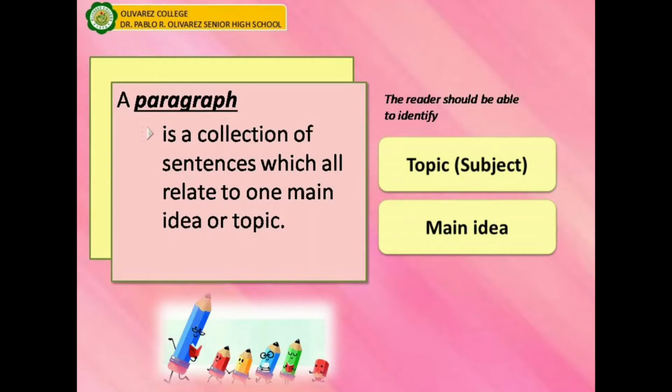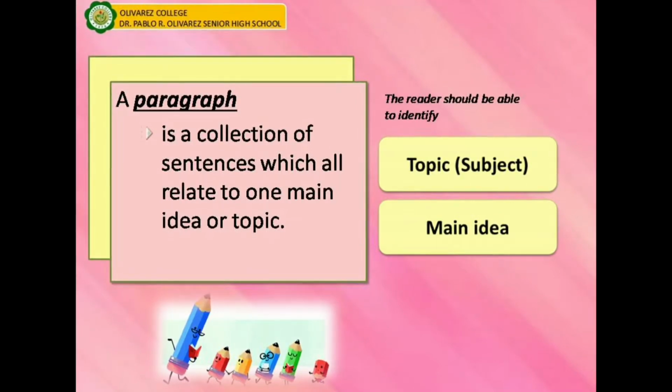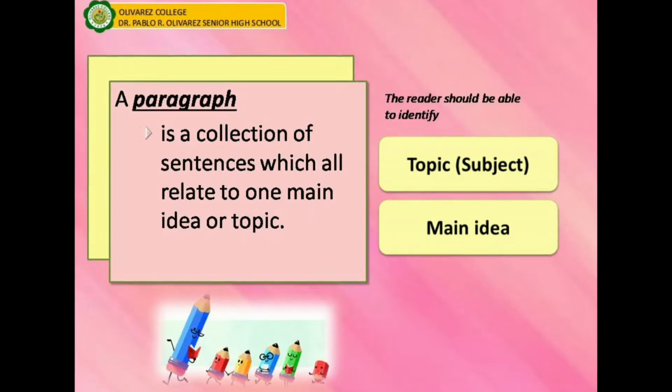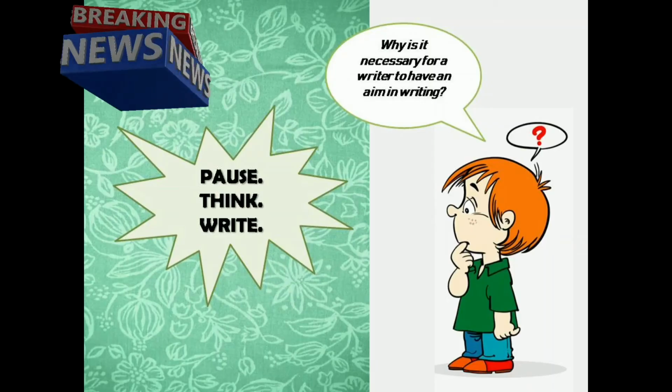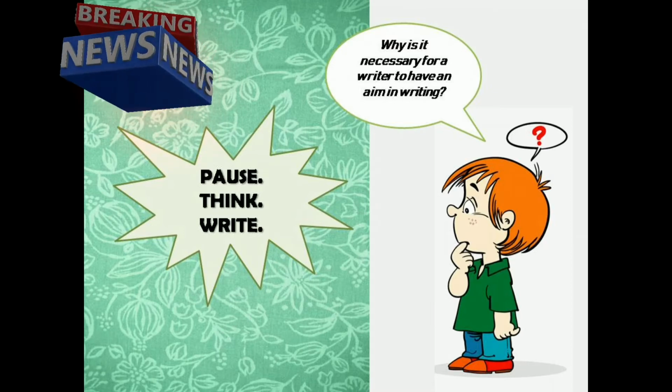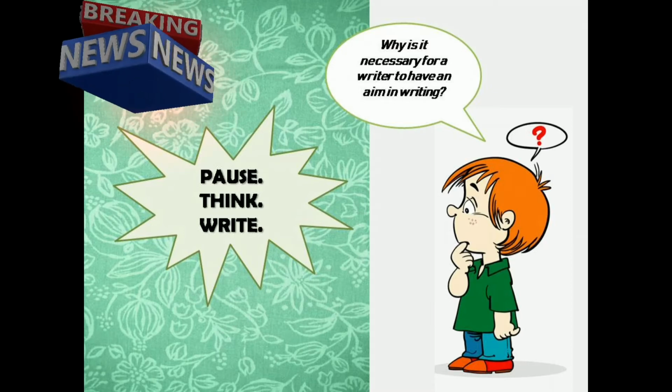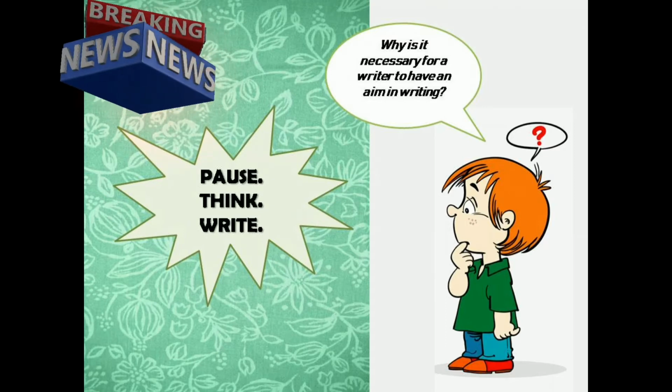And the main idea is a complete sentence which includes the topic and what the author wants to say about it. If the author states the main idea in his paragraph, it is called a topic sentence. Let's pause, think, and write. Think about this question. In writing a paragraph, why do you think it is necessary for a writer to have an aim in writing?